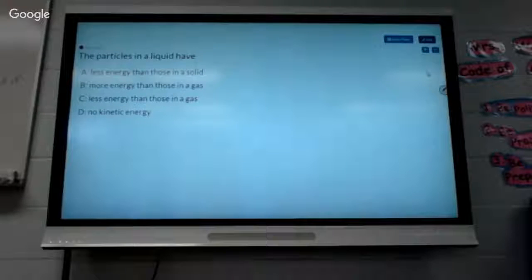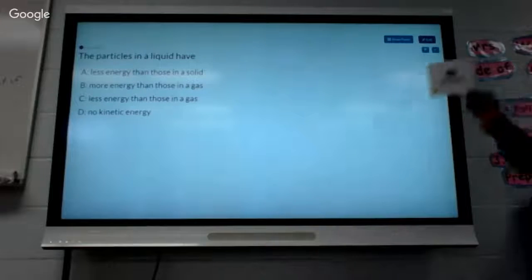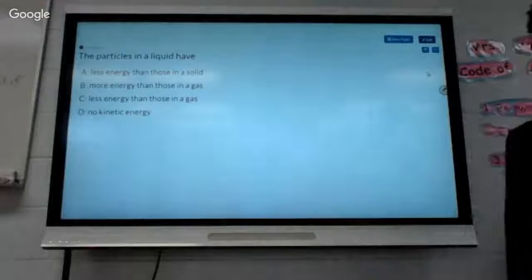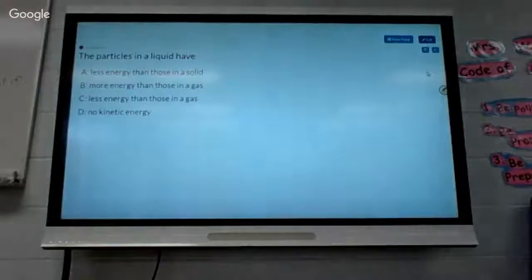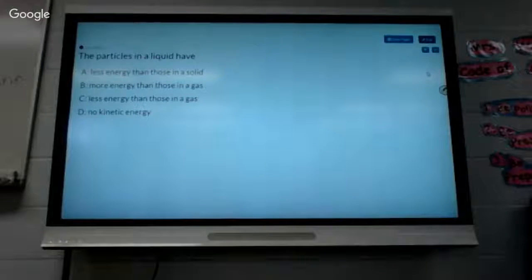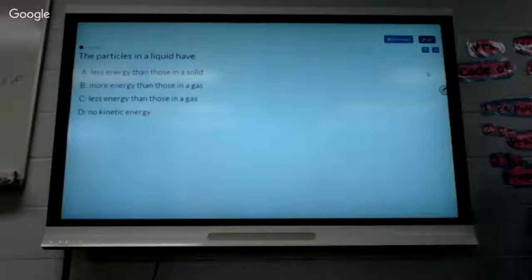All right, four of us picked A, three of us picked B, and six of us got the right answer, C. The particles in a liquid have less energy than those in a gas. Which particles move faster, a liquid or a gas? Yes, the gas. The gas moves faster.